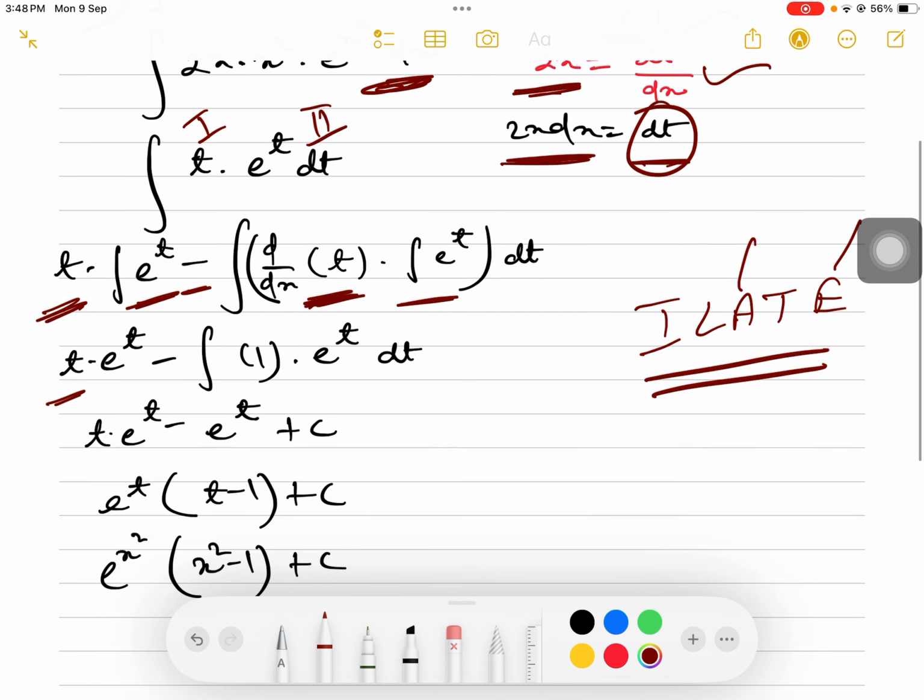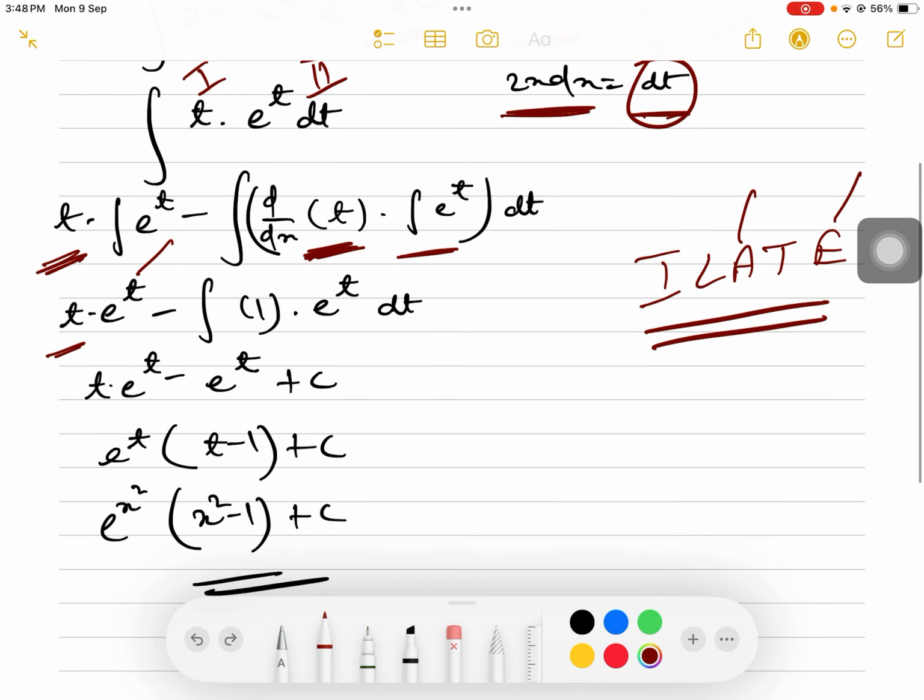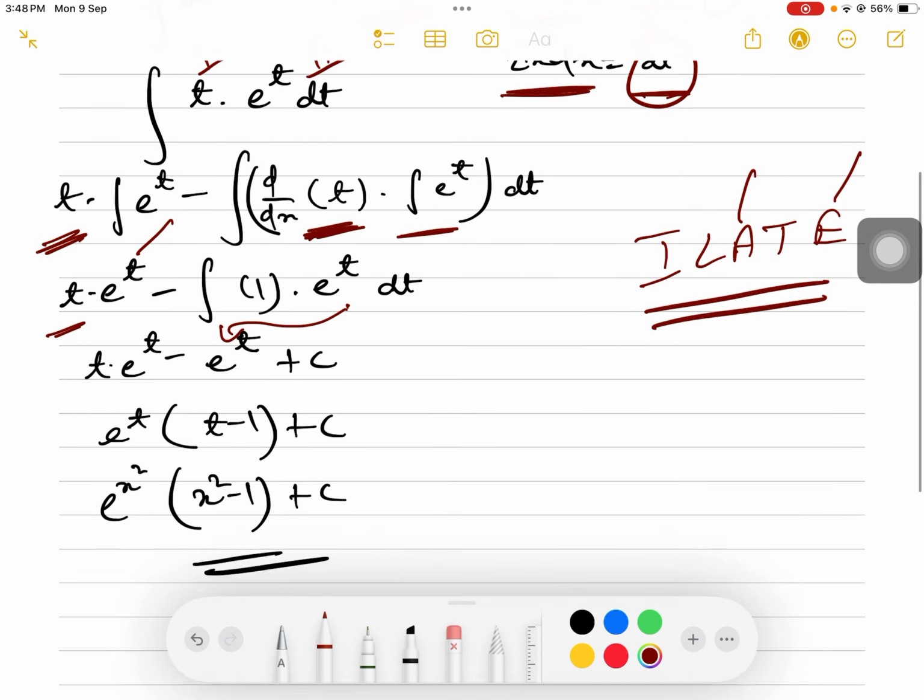So t as it is, integration of e power t here. Integration of e power t will be e power t only, minus the integration of derivative of t, which will be 1, into integration of e power t, which will be e power t only. So in the integration, what is left? Only e power t is left, so its integration will be e power t only.